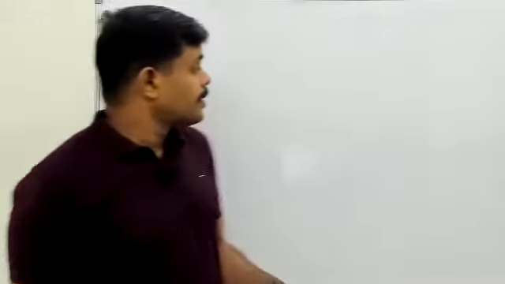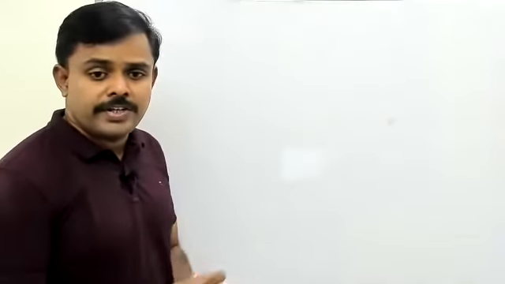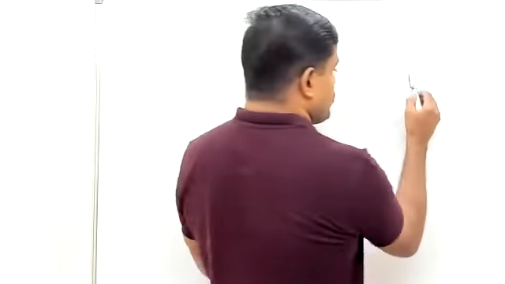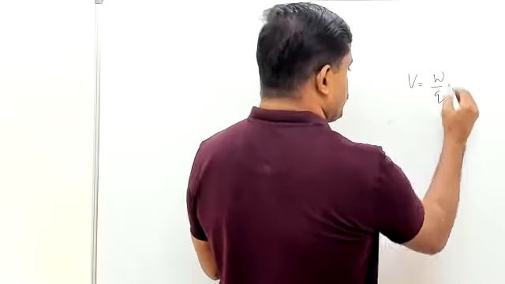17. Okay, I need to tell you one more thing, then I'll come back and do the questions. All right, see this. What is the definition of potential? The definition of potential is W divided by Q.